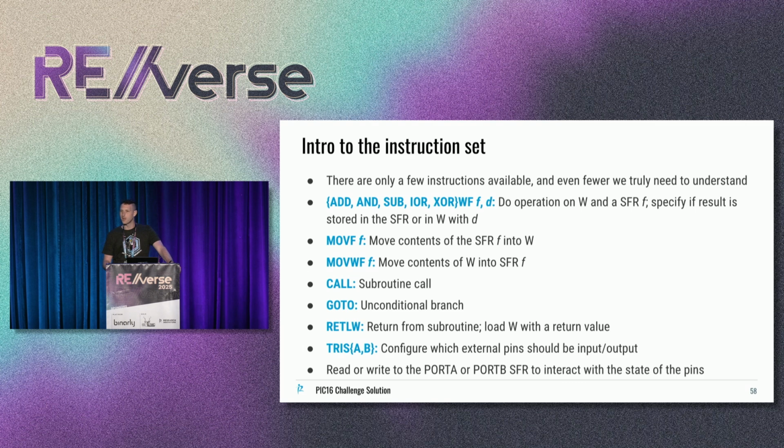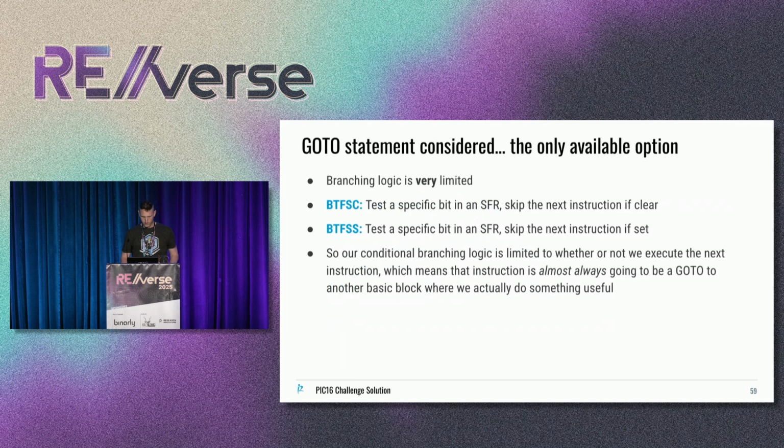TRIS A and TRIS B stand for tri-state A, tri-state B. Essentially, these are the ways that you configure which pins are input and output, of all these pins available. So port A is 4 different pins on the outside, and then port B is 8 of the other ones. And so when we actually read or write to port A or port B, which is one of those special function registers, that's how we actually interact with the state of the pins.